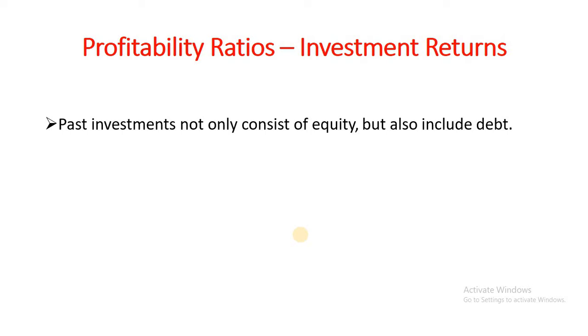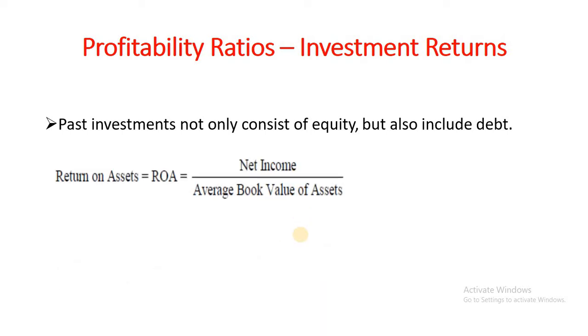However, past investments do not only consist of equity, they also consist of debt. So analysts often use return on asset, because asset is equal to liabilities plus equity. So asset includes both debt and equity. To find the return on investment, analysts often use return on asset, which is equal to net income divided by average book value of the assets.